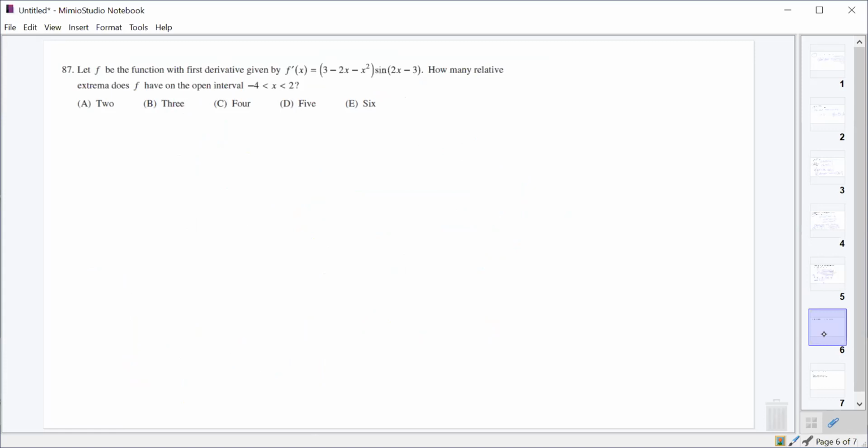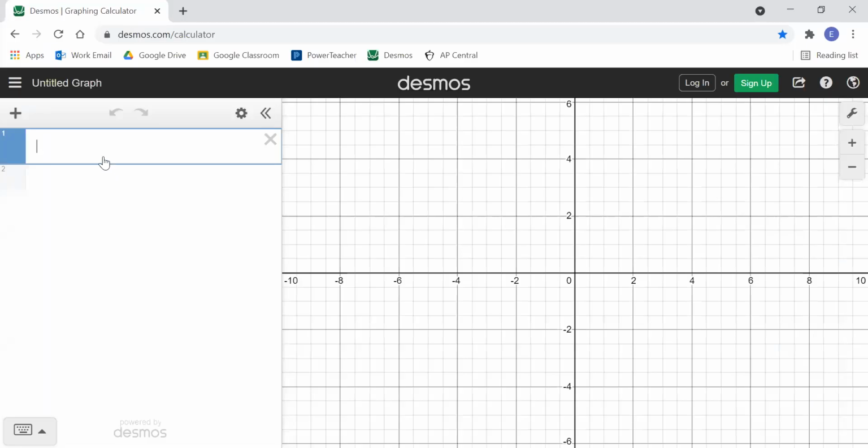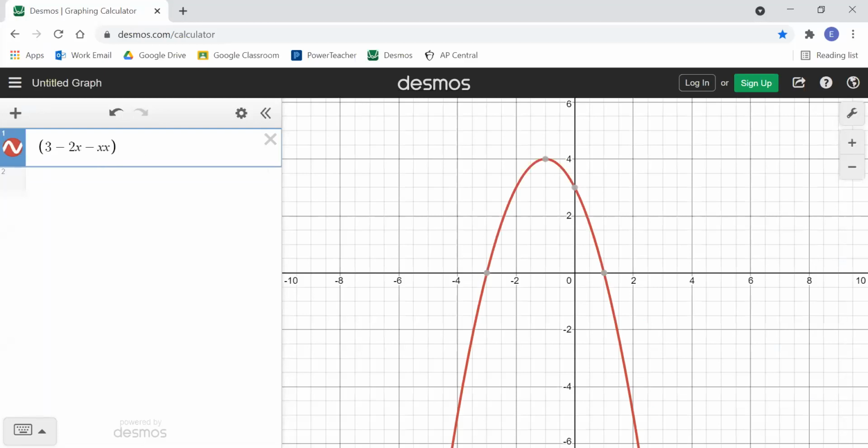All right, next one here, we've got a function whose first derivative, f prime of x, is all this nonsense. How many relative extrema does f have on the open interval, negative 4 to 2? Okay, so we would need to graph this function in order to figure this out. So let's graph it. What do we have here? We have 3 minus 2x minus x squared. And what was the other part of it? It was sine of 2x minus 3.